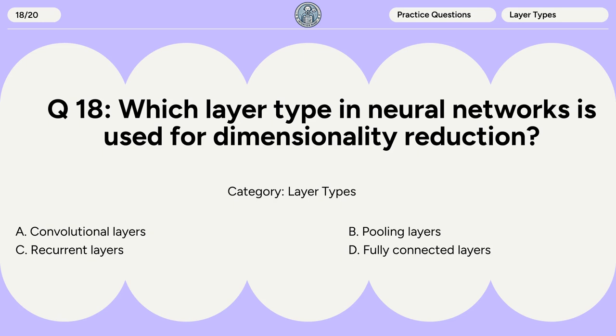Question 18. Which layer type in neural networks is used for dimensionality reduction? A. Convolutional layers. B. Pooling layers. C. Recurrent layers. D. Fully connected layers.